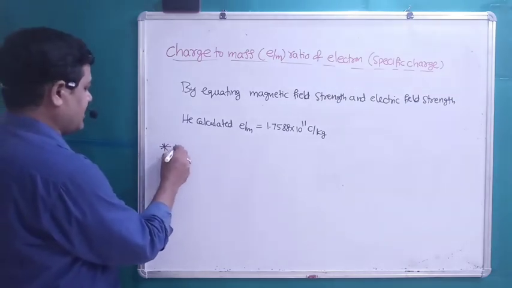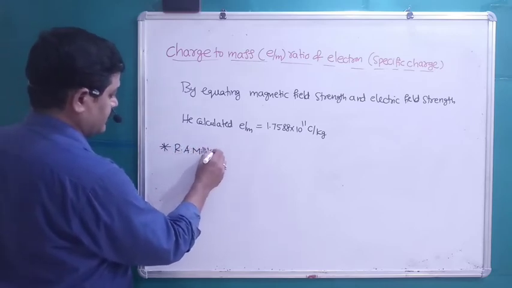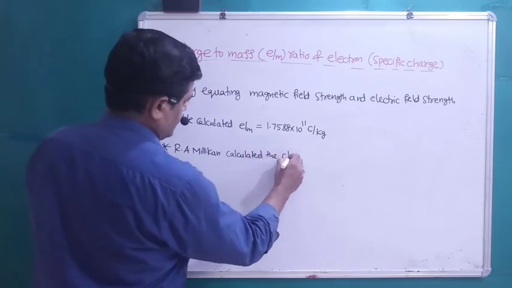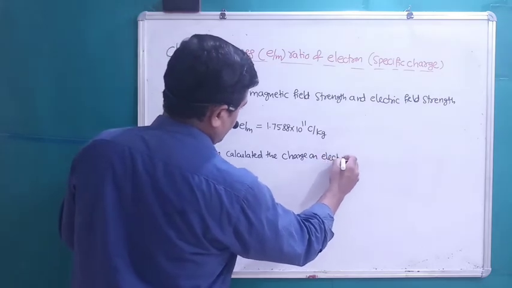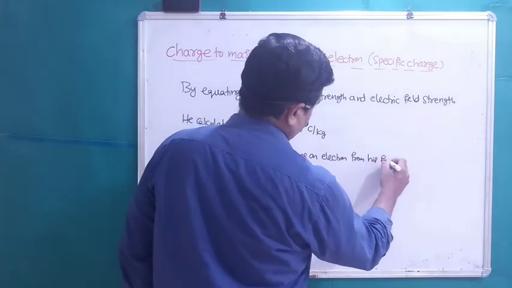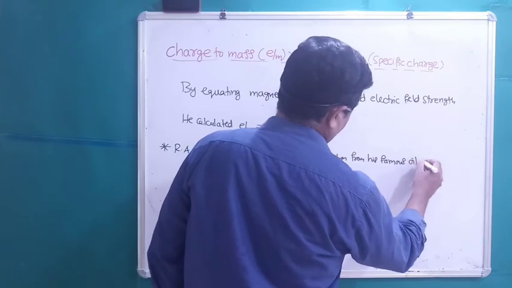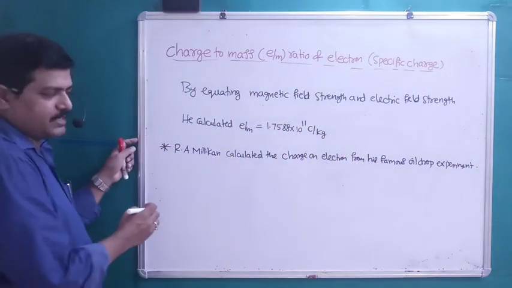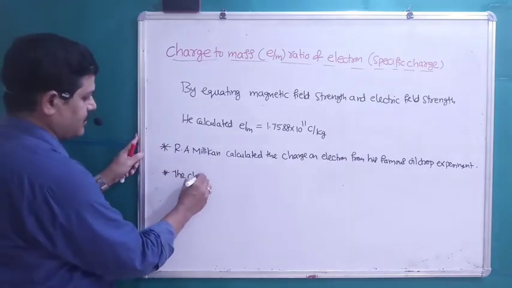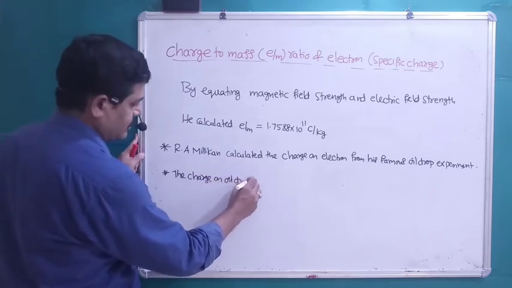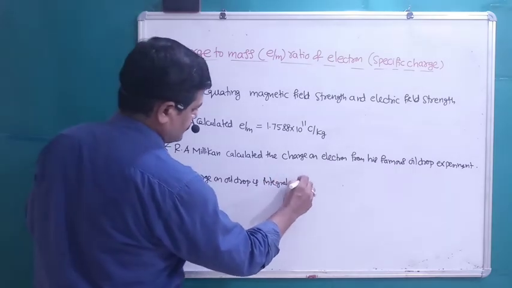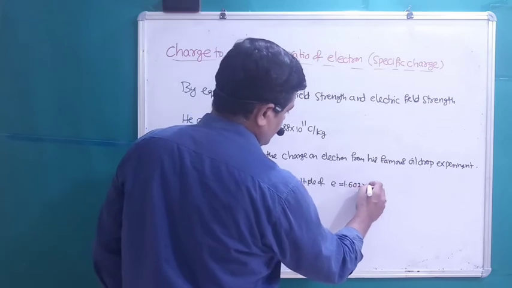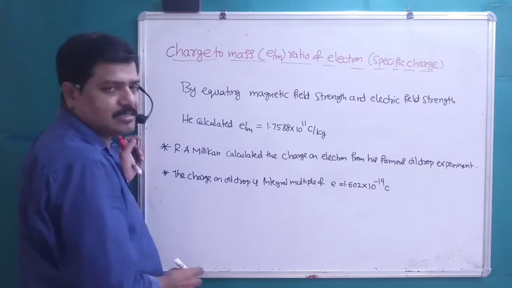And R.A. Millikan calculated the charge on electron from his famous oil drop experiment, and in observation he found that the charge on an oil drop is an integral multiple of e, where the e value is 1.602 into 10 power minus 19 coulombs. That is the same as the charge on the electron.